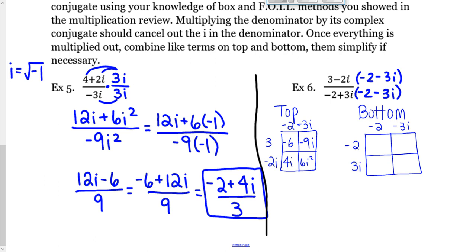Sorry, I had to pause for the 2:30 announcement. So negative 2 times negative 2 is positive 4.